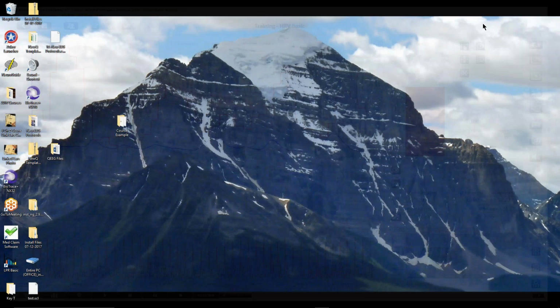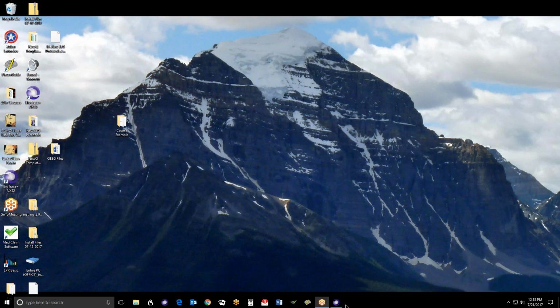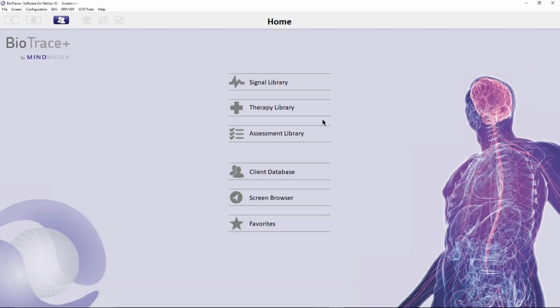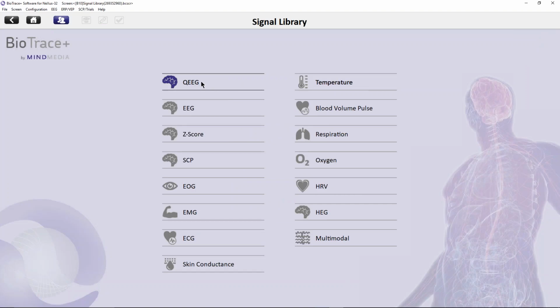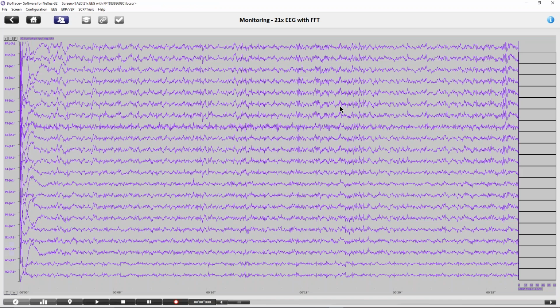So the next thing people wanted to talk about is, from the very beginning, how to record, process, and interpret the data in a 19-channel recording. So let's start with BioTrace. Right from the beginning, if you go to Signal Library and QEEG, usually I choose this 21 EEG with FFT. It's showing me 21 channels. It's showing me the 19 channels on the scalp, plus the reference sensors down here at the bottom.